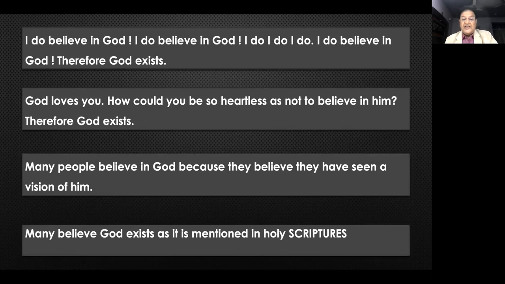And many believe God exists as it is mentioned in the Holy Scriptures. In fact, this is one of the very common reasons. I'm sure everyone would be on the same page that people's belief in God is because they believe in the Holy Scriptures with which they have grown up, whether it is the Bible, the Quran or any other religious book, and that's why they feel that God exists, because the scriptures have already mentioned that. So these are several reasons because of which people argue in favor of God.